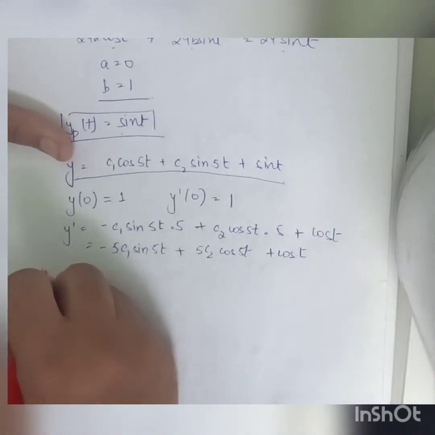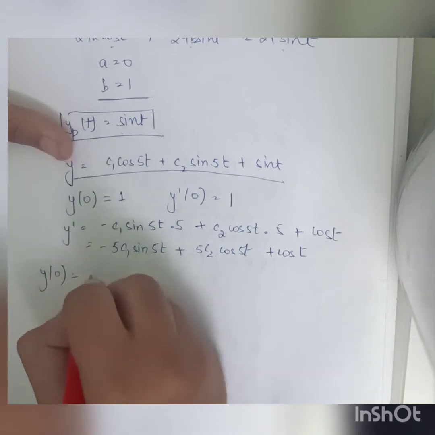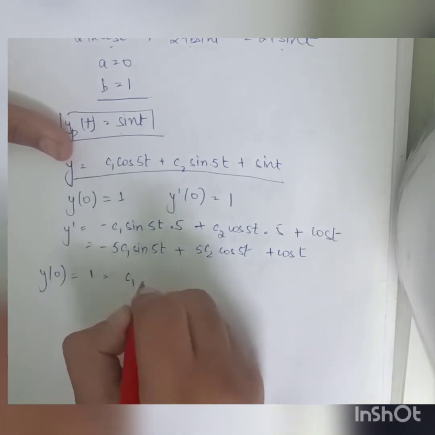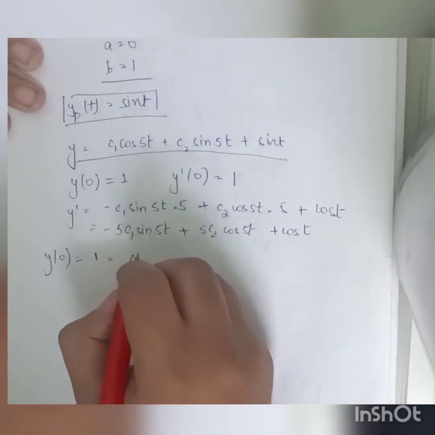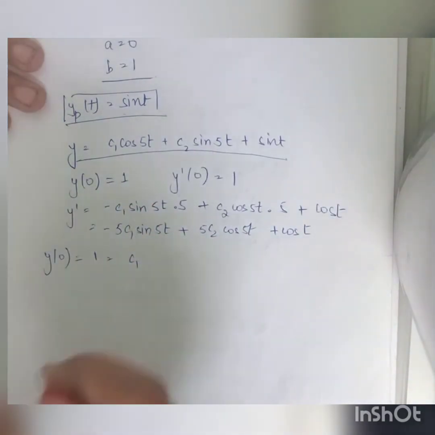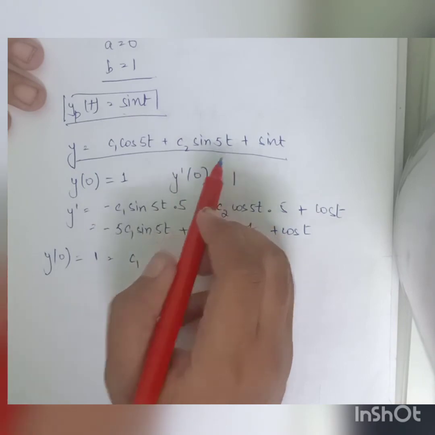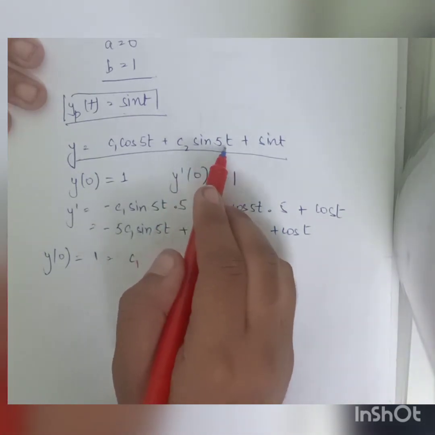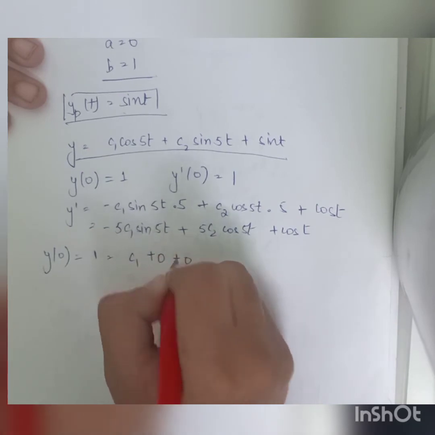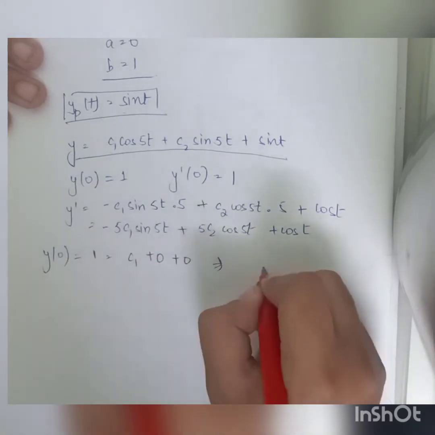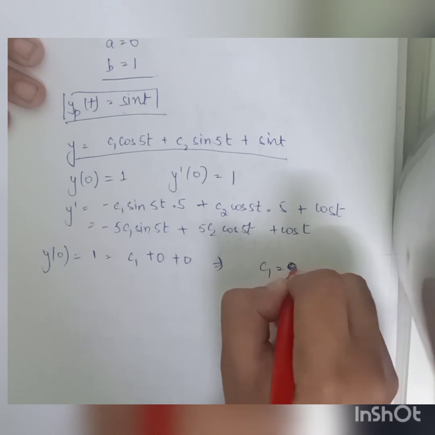If we put in the values, y(0) is equal to 1, which is equal to c1 cos 0. Cos 0 is equal to 1, so c1, plus c2 sin 0, and sin 0 is equal to 0, so plus 0 plus 0. This implies c1 is equal to 1.